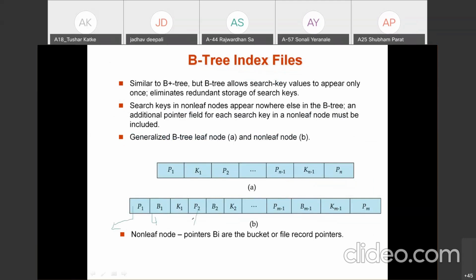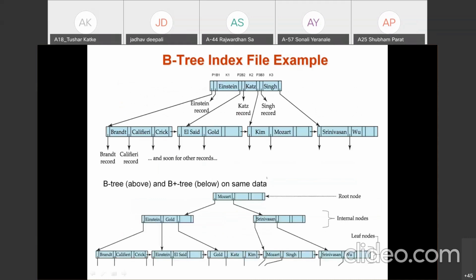This one points to the records which are less than K2, greater than K1. Now see it with an example, then it becomes simple to understand. The same B plus tree we have drawn here, the same is drawn here. Here, Mozart appears 2 times, Srinivasan appears 2 times, Einstein Gold appears 2 times, but it is not here.